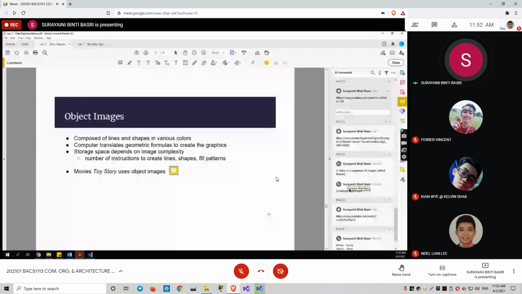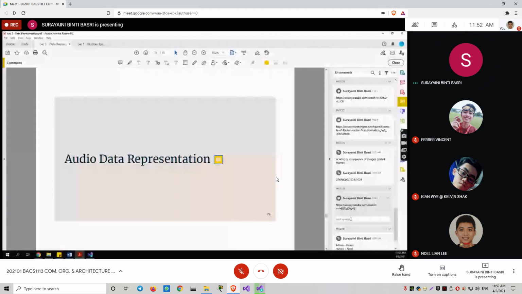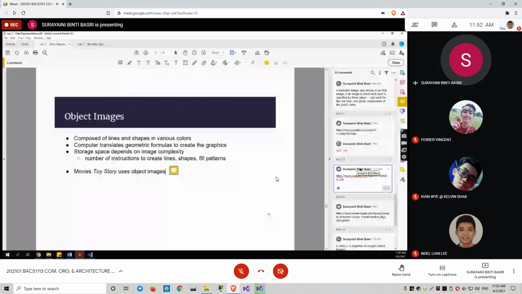The Toy Story is here. This one, this is the trailer. When I watch that Toy Story, it is different from what I have watched previously.